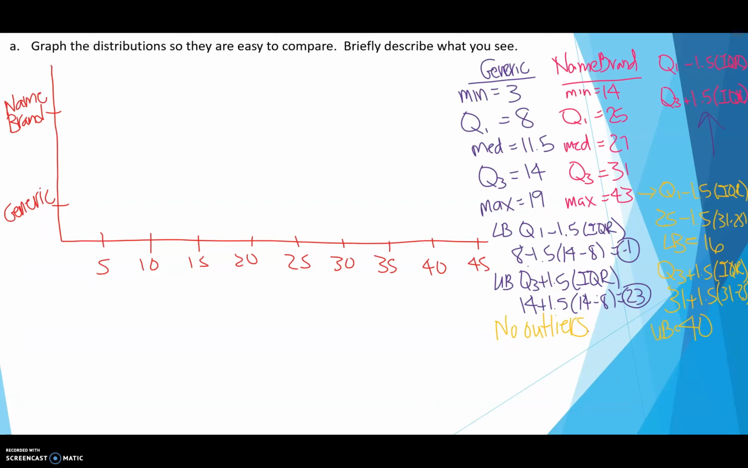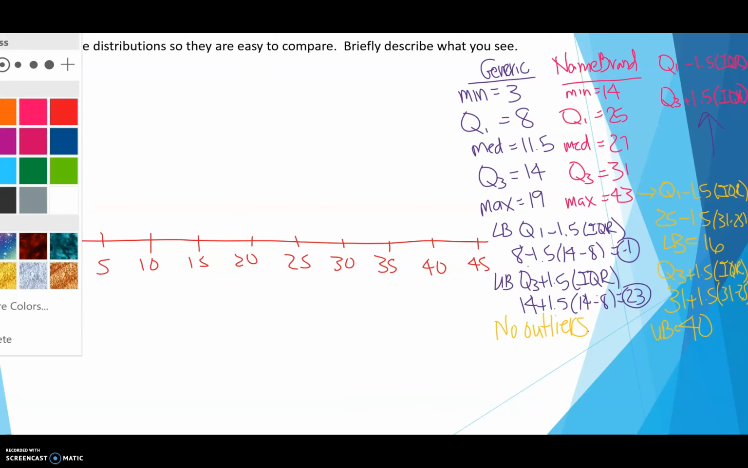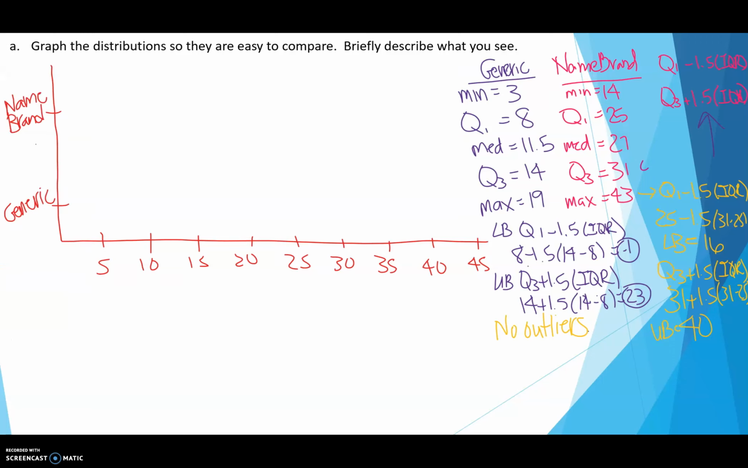Okay, I'm going to write those in. The outliers for the name brand set were 14, 41, and 43. This set, the generic set, had no outliers. All right, so I'm gonna go ahead and plot those on my dot plot. I'm sorry, my box plot.